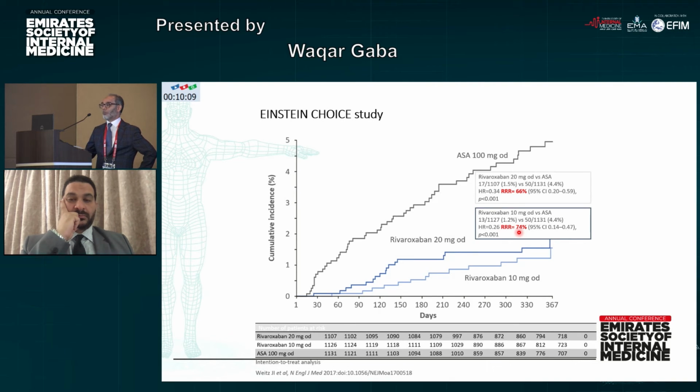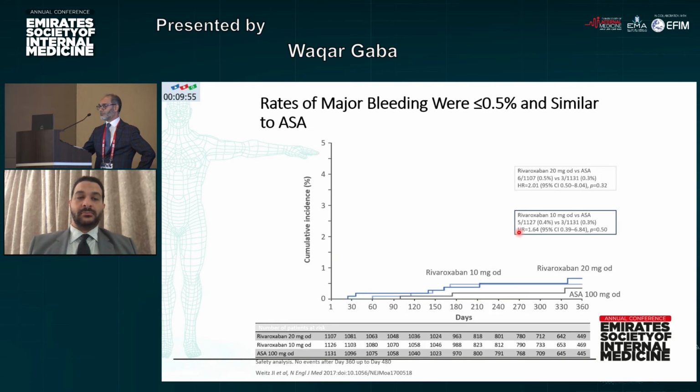Now, why was it compared with aspirin? Because aspirin was already proven in some of the orthopedic studies for recurrent risk of VTE. That's why they compared with aspirin. They were not compared as a three-way trial. It was compared 1-to-1 with the 10 milligram and 20 milligram dose.